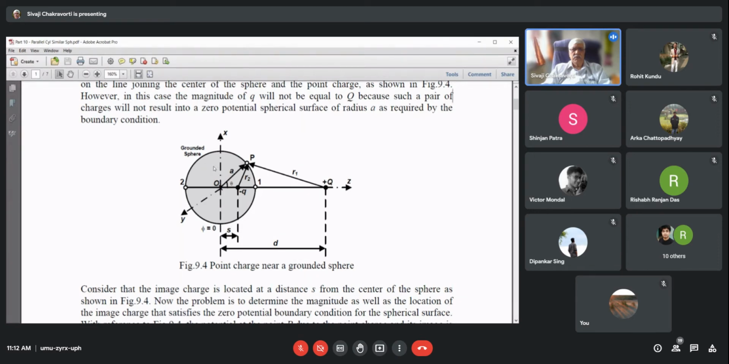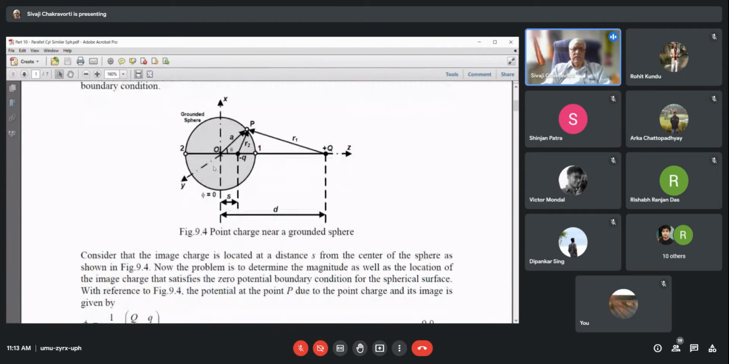If we can prove that, then definitely this minus q will be the image of plus q with respect to the grounded sphere. So to go forward, let's say there is a point P on the spherical surface. By the way, A is the radius of the sphere. The distance of point P from plus Q is R1. The distance of point P from minus Q is R2.